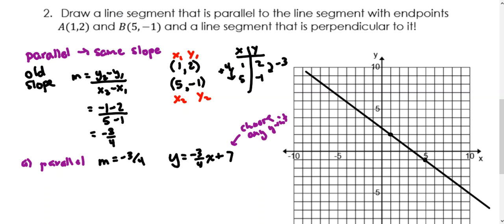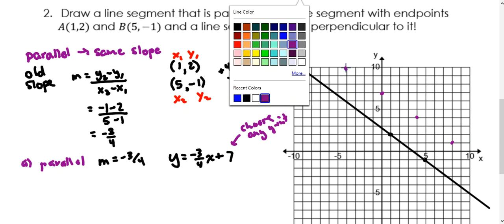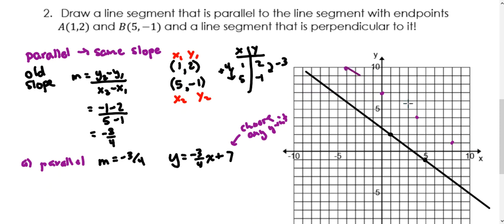Draw a line that's parallel to that. So I'm going to draw that one. I'm going to start at 7, down 3, run 4. Down 3, run 4. All right, same. Done. Draw your line. All right, there's my parallel line.